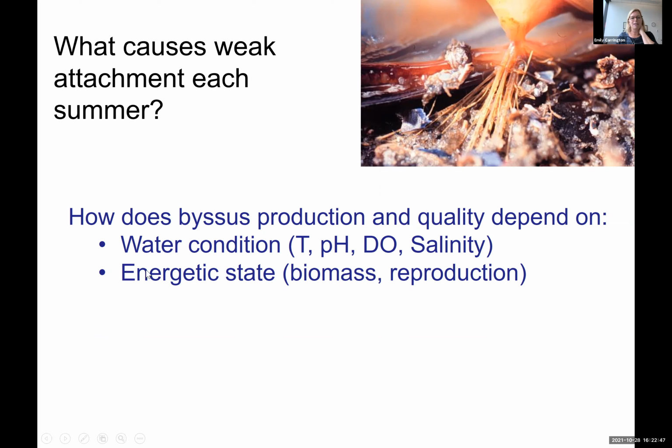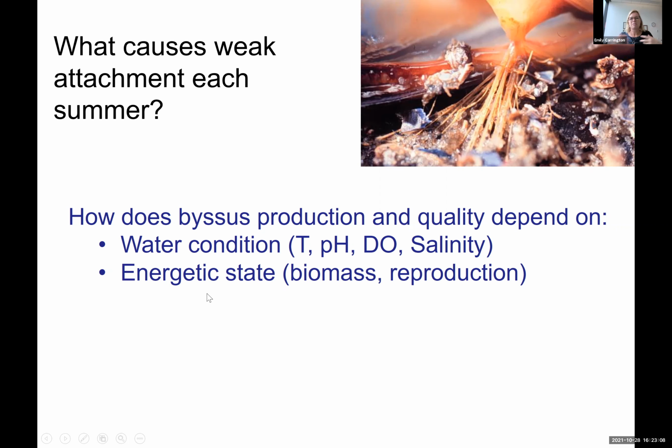So how does that depend on water condition? Maybe there's something about the water, its temperature, pH, dissolved oxygen, or maybe salinity that will affect the strength of the byssus. And then I'll show you another set of studies where we explored whether it's simply the energetic state of the animal. Maybe it has nothing to do with the water.